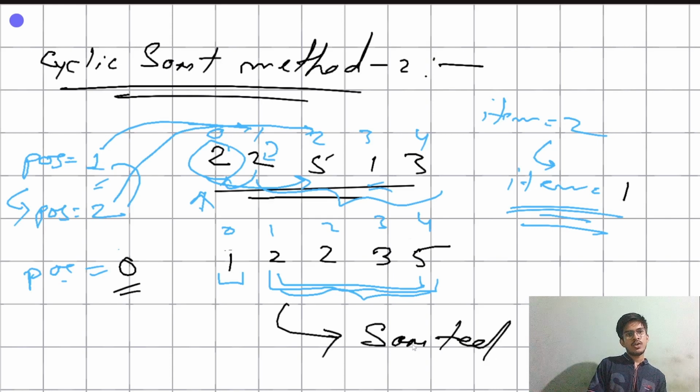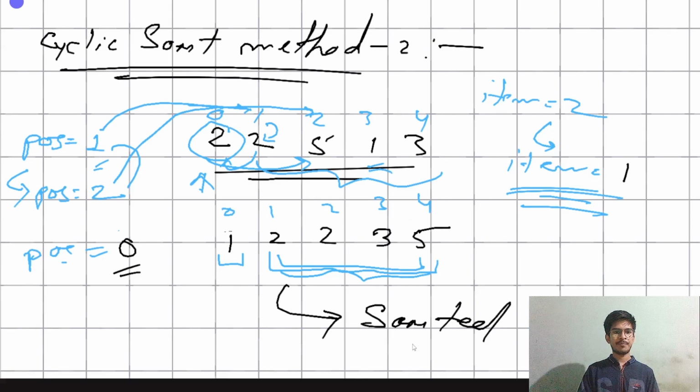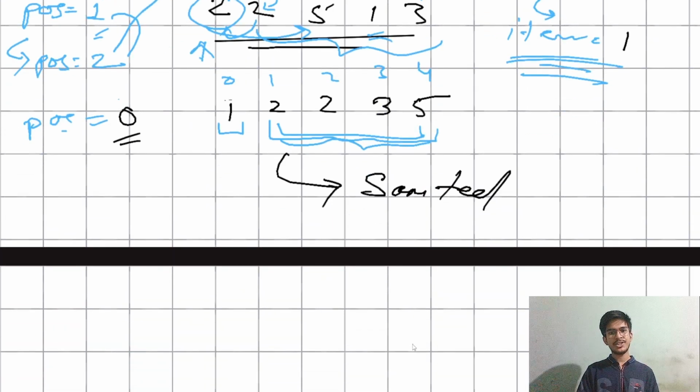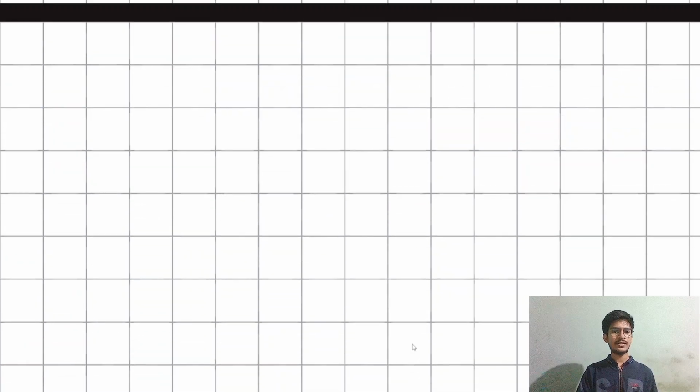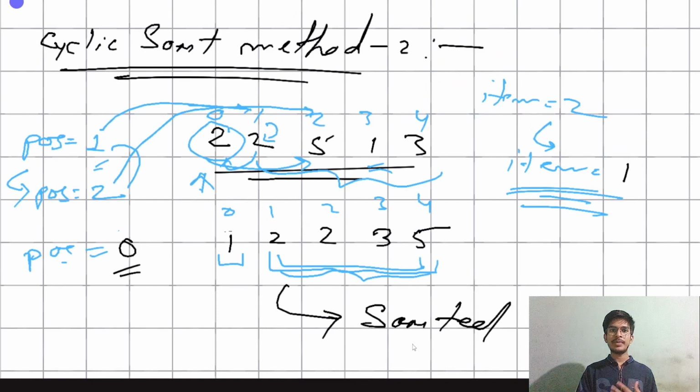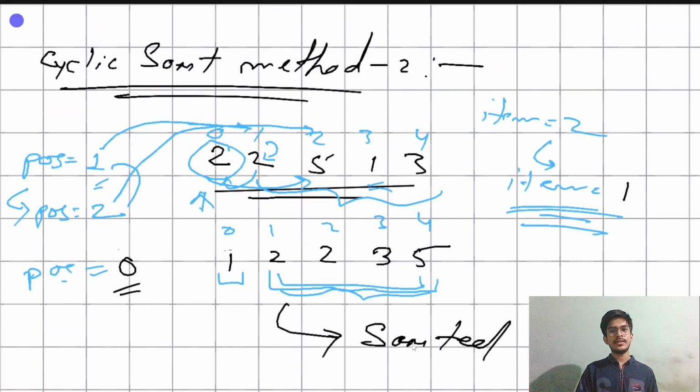Okay, so let's see. First of all I'll do the code and I'll explain the time complexity, because with this explanation I don't think time complexity could be explained, because it is a little bit tedious work. So I'll go to the code, I'll code it, and I can come back and explain the time complexity of it. I hope you understand it. Let's go to the code.